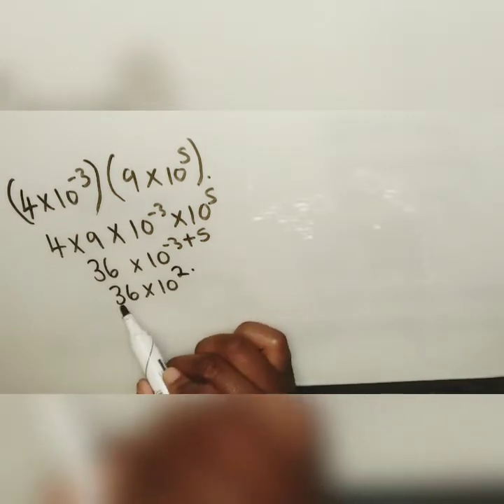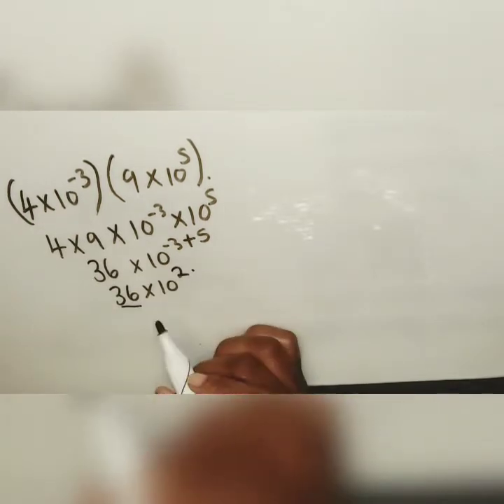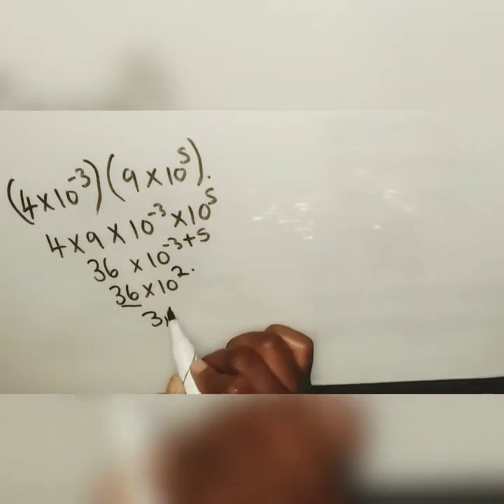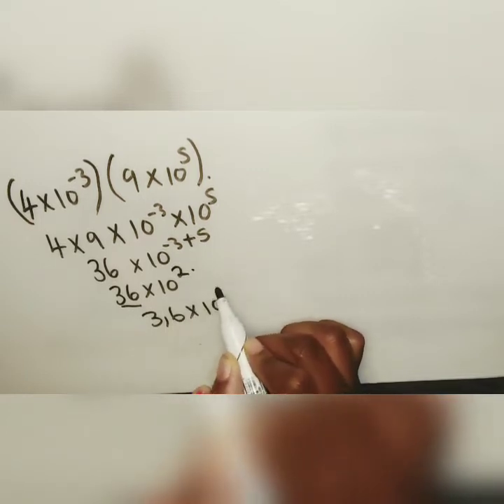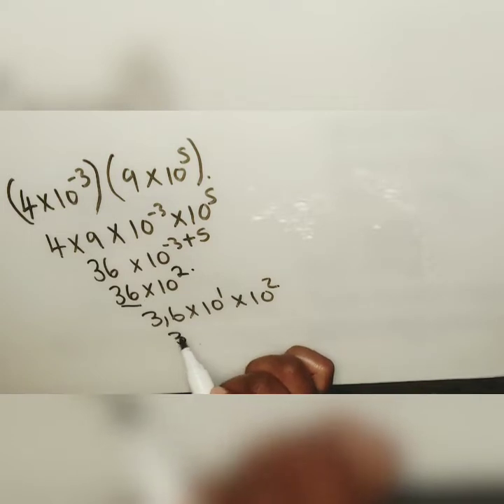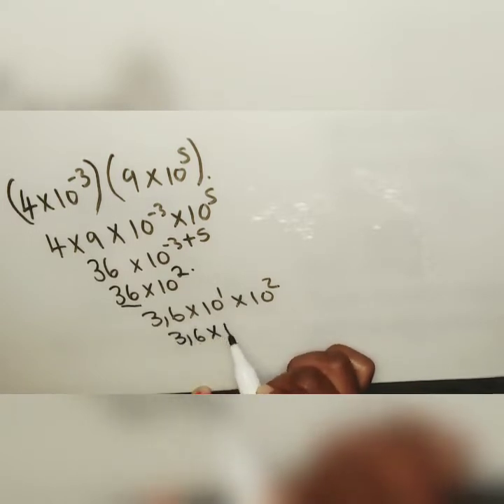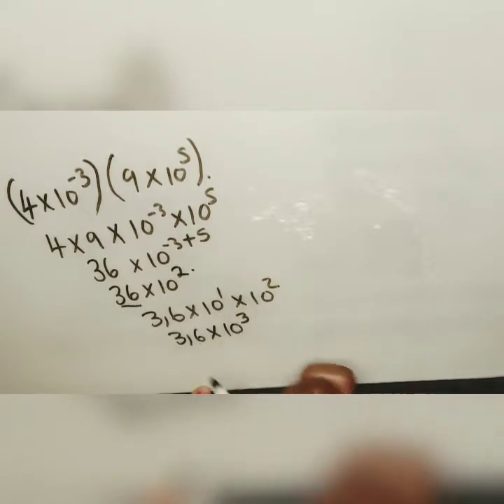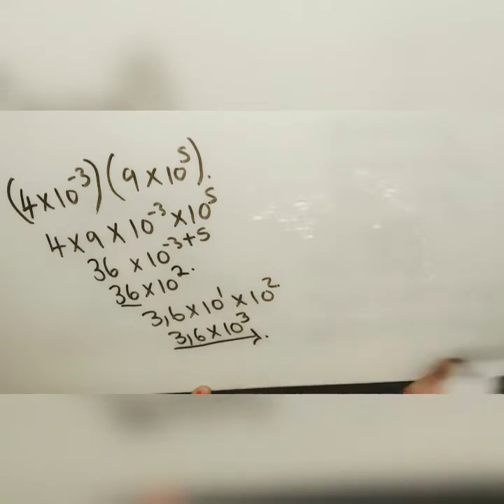But then, guys, have a look. 36 is not yet in standard form. So it's 3,6 times 10 to the power 1 times 10 to the power 2. Giving us 3,6 times 10 to the power 3, 1 plus 2, which is just a 3, right? Hopefully you guys are following.